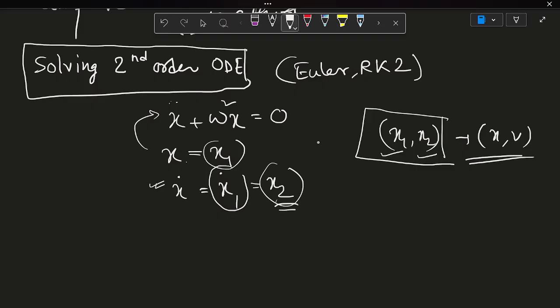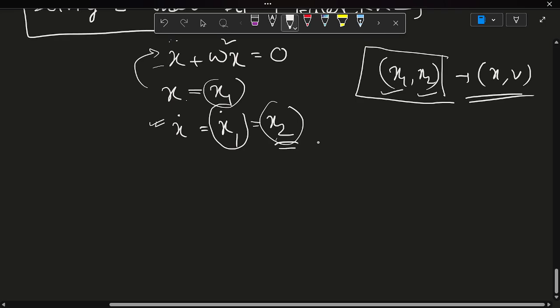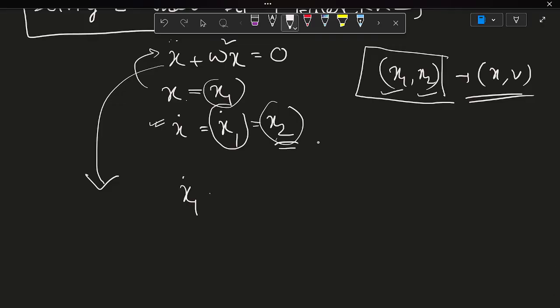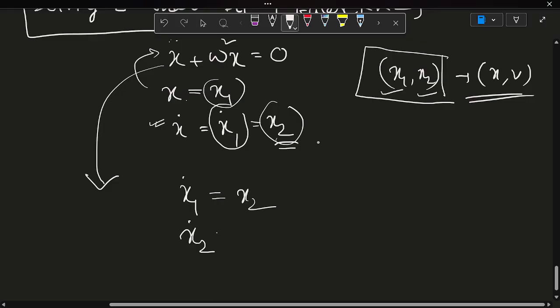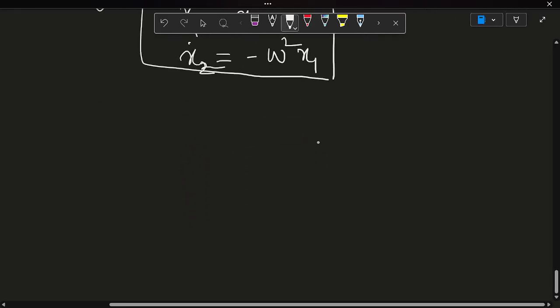So now how will the equation look? From this you can write that x1 dot is x2, and x2 dot is minus omega square x1. This is your first order differential equation which you are getting from the second order differential equation.